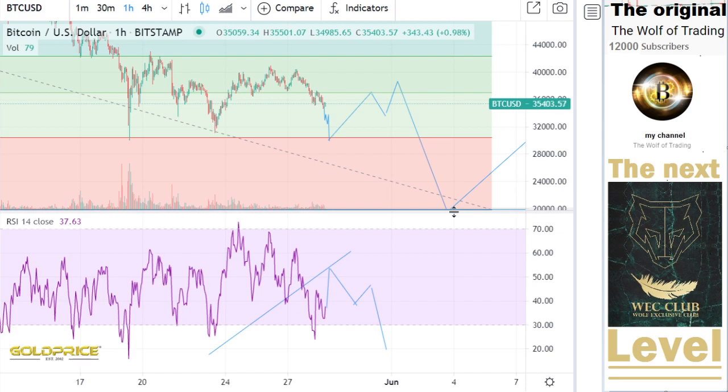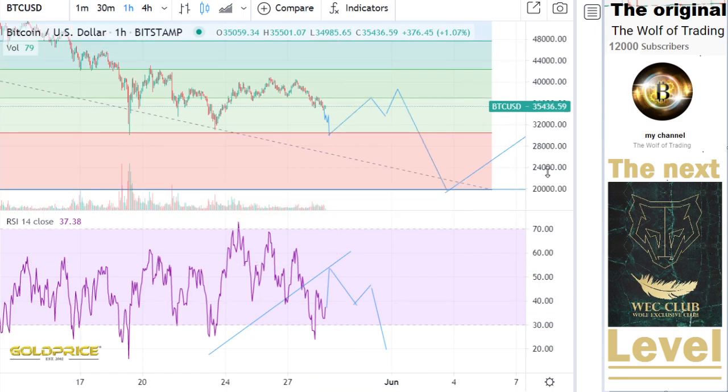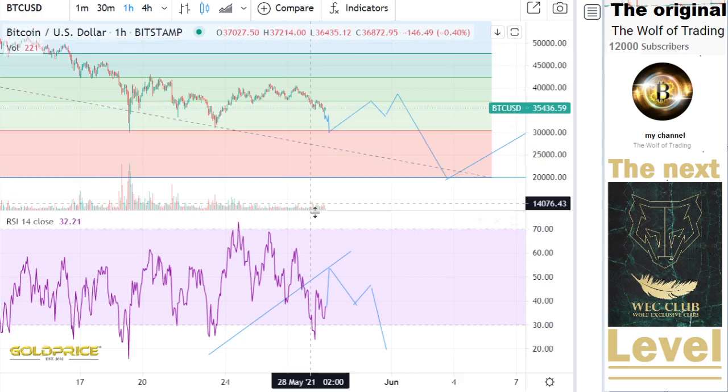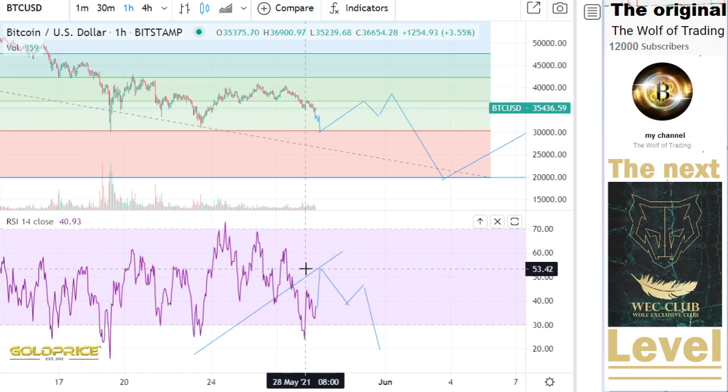You can forget all this. But if we cannot break the resistance line to the top side, and stay at this level and fall to this level, then it is true. Then we could fall to the 20,000 level. So it depends on what Bitcoin does.